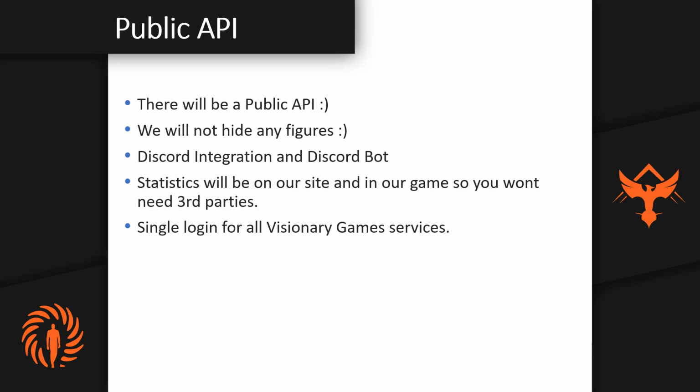Public API. People have asked about this because they like Agora.gg and things like that. We will have a public API, so these things will be possible. We're not going to hide figures. Sorry, yes, we are not going to hide anything.